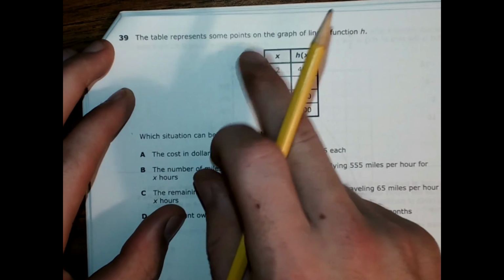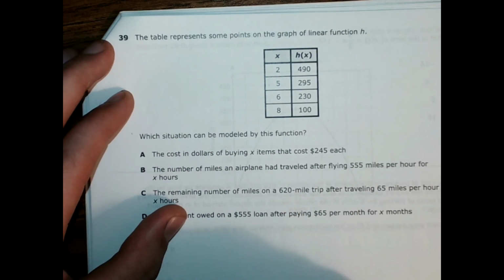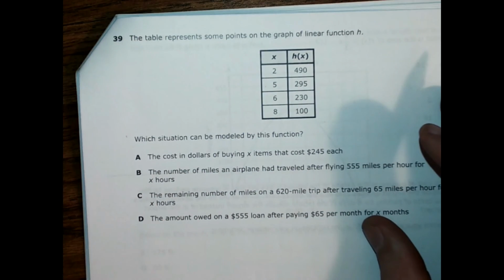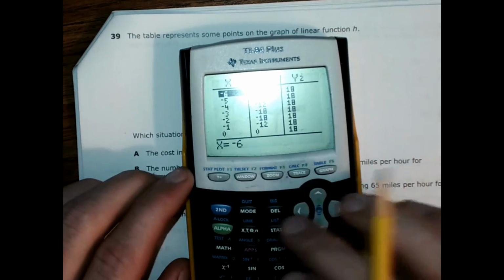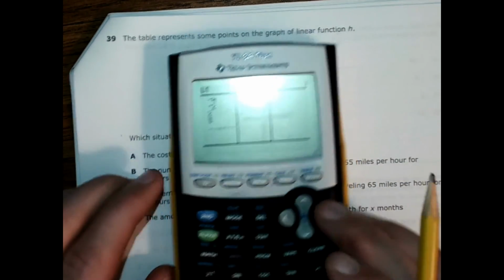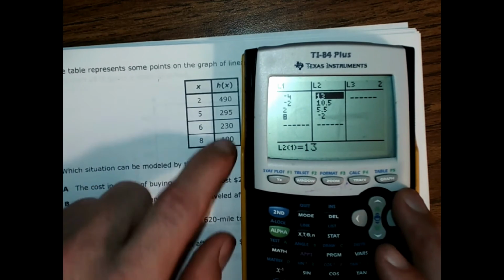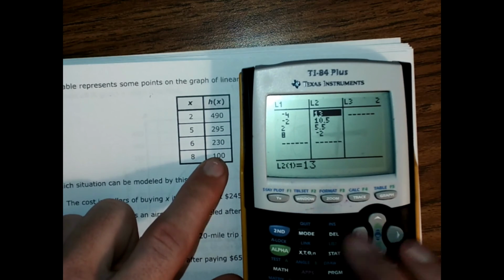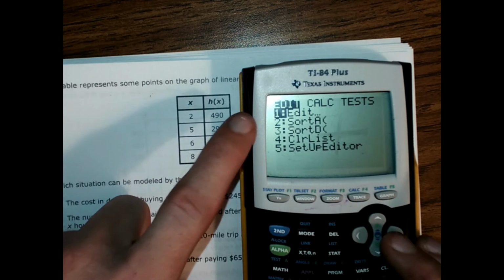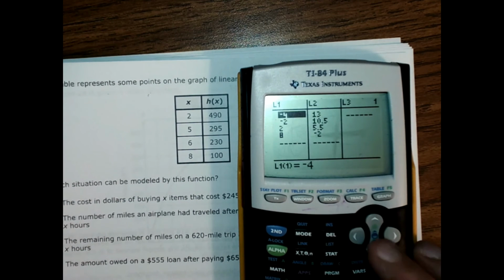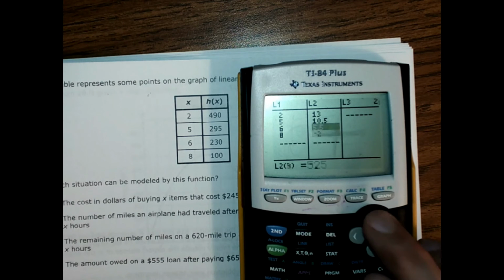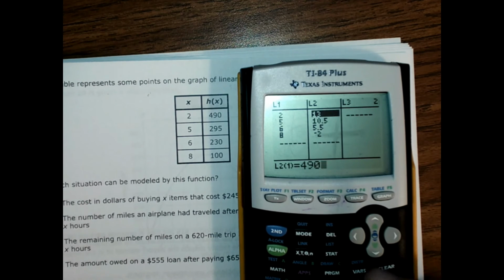The table represents some points on the graph of a linear function. Okay, let's go ahead. I've got a linear function, I've got a table. I always feel a lot better about linear functions or any table when I have an equation to go with it. So stat, edit, and enter in the x column for L1. The y column will be list 2.